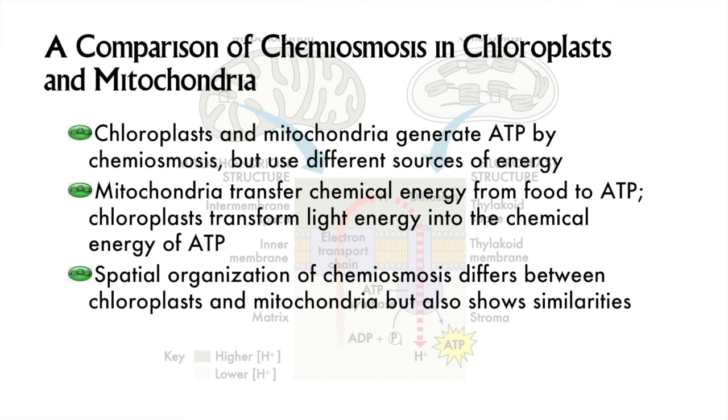There are many similarities between the biochemical activities and structures found in chloroplasts and mitochondria. Both use chemiosmosis to produce ATP, even though the energy sources are different. For mitochondria, the energy comes from food. For chloroplasts, sunlight. Both have folded up membranes to increase surface area for maximal efficiency, but there's also a key difference.